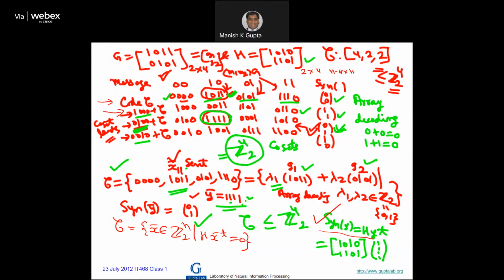Rather than maintaining the array, we can also look at the syndrome. This is a nice thing to handle. So we can do the syndrome decoding easily. I think I should give you some exercise maybe.